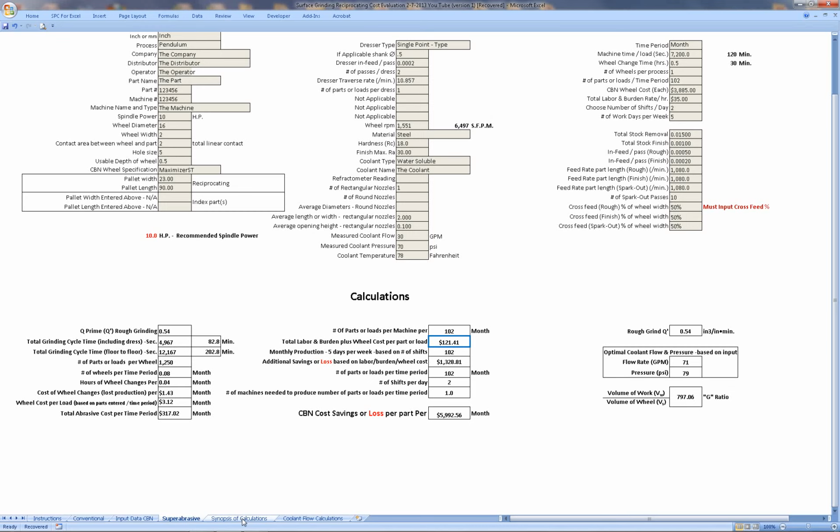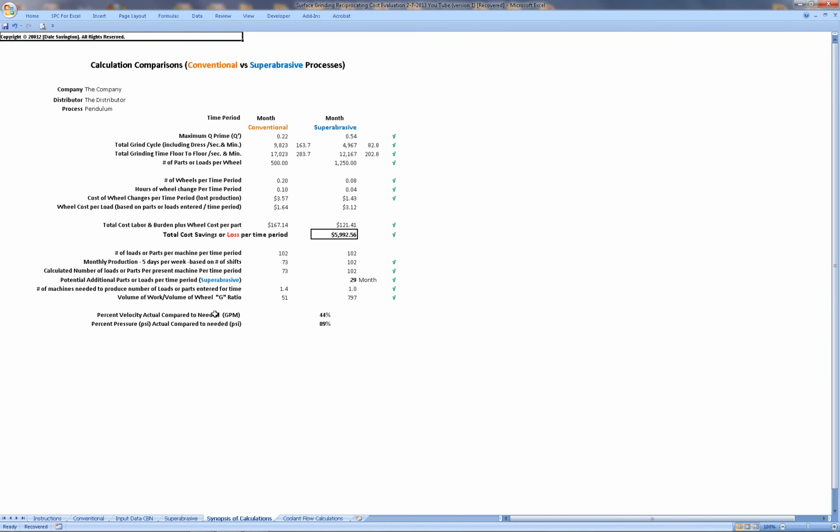But to let you see how easy it is, if we go to synopsis, we actually show everything related to each process right next to each other. So if everything comes out good for the super abrasives, then there will be a green arrow show up on all the plus areas. So you can see, for example, the Q prime, you want to be higher if you're better, and in this case we are. If your total grinding cycle time, you want this to be less than this, which we are, and so forth, and then you see the total savings.